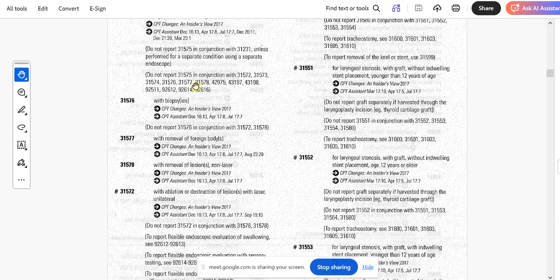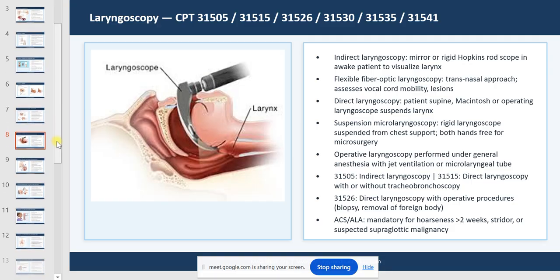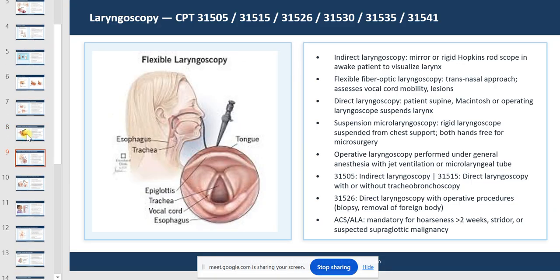What are the surgical procedures under any endoscopy? Biopsy, removal of foreign bodies, removal of tumors. These are the very common surgical procedures in endoscopy. Please make a note. Diagnostic laryngoscopy, then surgical laryngoscopy. Under surgical laryngoscopy: biopsy, removal of foreign body, removal of tumors. Very important. So you're going to come across this type of procedures.